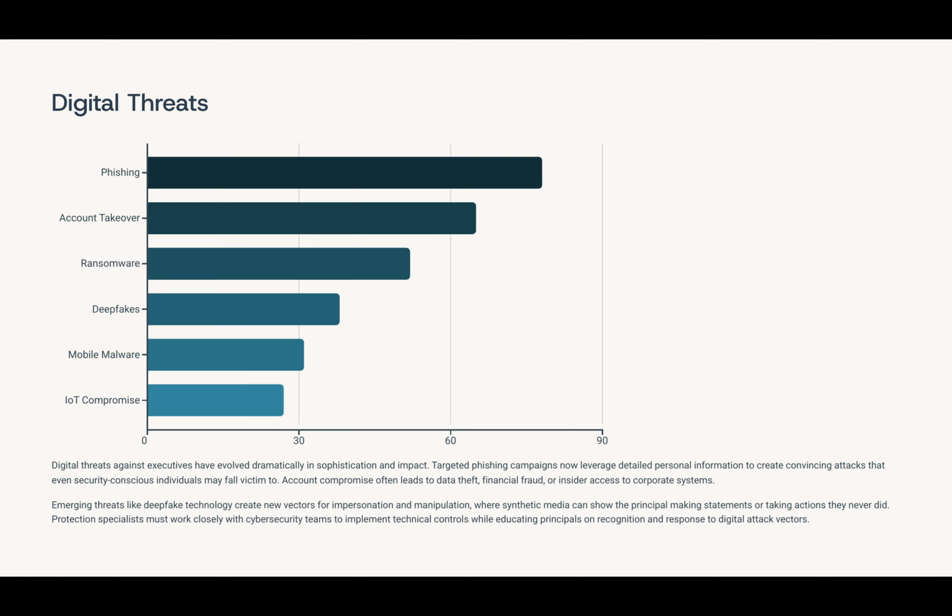Executives are also commonly targeted via mobile devices, where malware can steal credentials or intercept communications. The proliferation of Internet of Things (IoT) devices, everything from smart home systems to connected cars, creates novel entry points that adversaries may exploit. Because these digital threats evolve rapidly, protection teams must partner closely with cybersecurity experts.